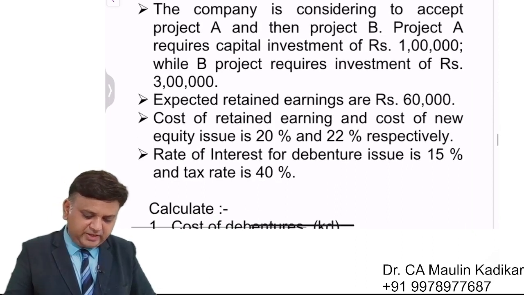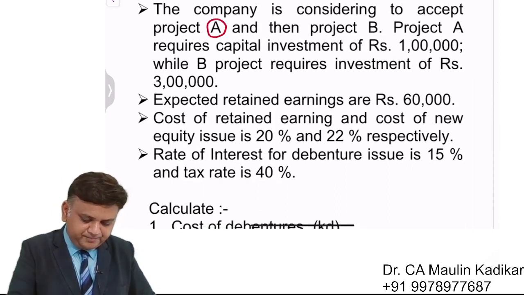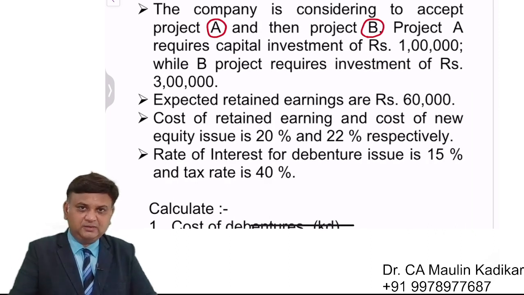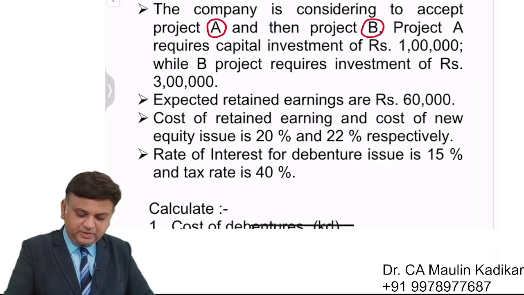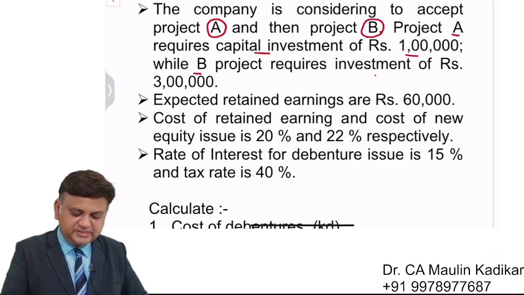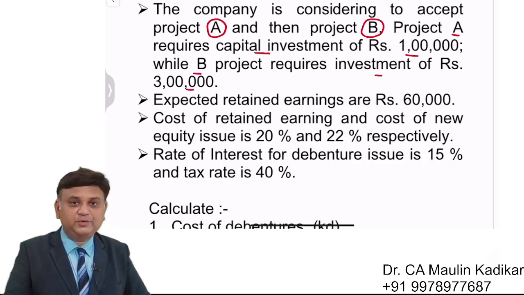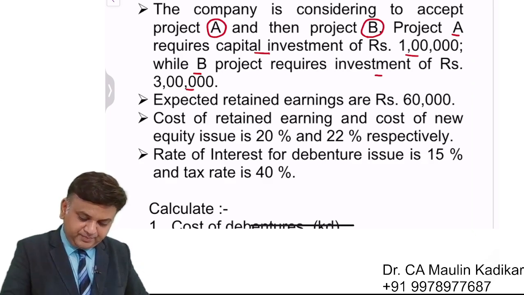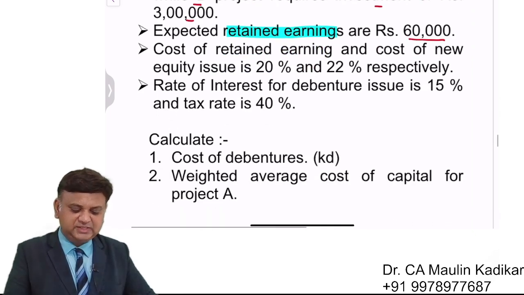The company is considering accepting project A and then project B. Project A requires a capital investment of rupees 1 lakh, while project B requires a capital investment of rupees 3 lakhs. So the amount of funds required by the two projects is different. For A it is 1 lakh and for B it is 3 lakhs. Expected retained earning is rupees 60,000. So the company is expected to retain 60,000.